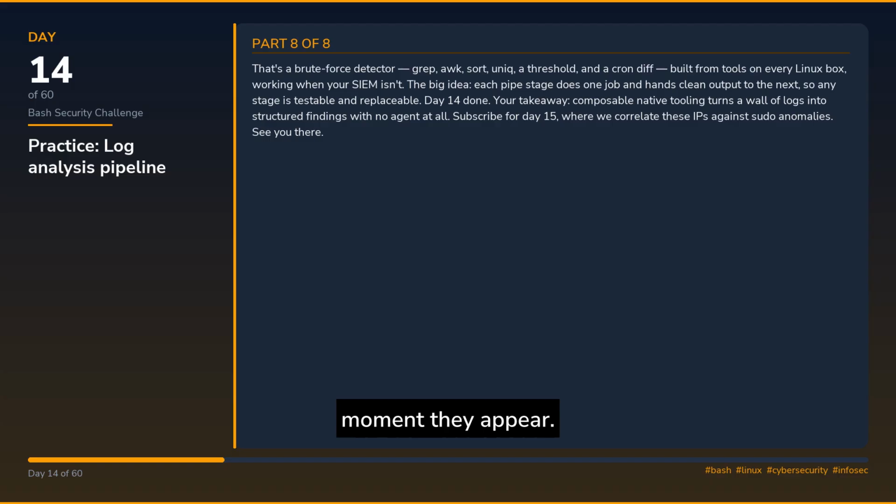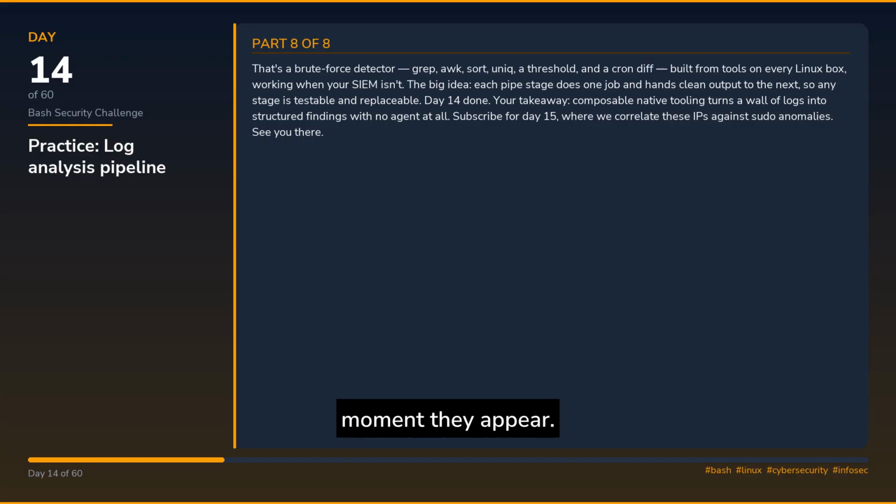That's a brute force detector: grep, awk, sort, uniq, a threshold, and a cron diff, built from tools on every Linux box, working when your SIEM isn't. The big idea: each pipe stage does one job and hands clean output to the next, so any stage is testable and replaceable.